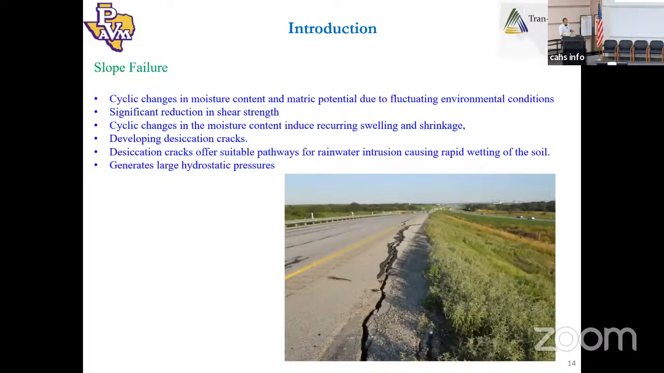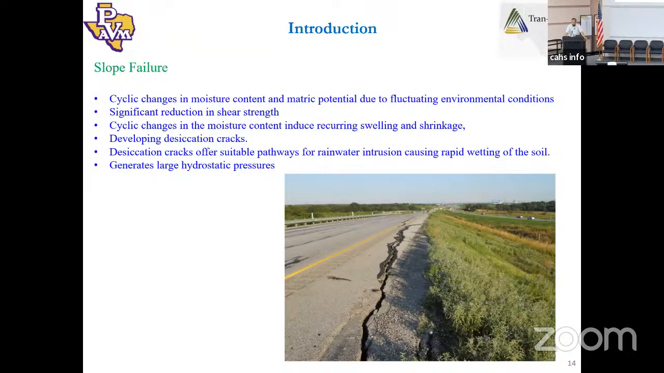Now again, the slope failure mechanism is cyclic changes in moisture content and soil suction. Now soil suction is the negative pore water pressure. The soil suction, or the negative pore water pressure, actually adds additional strength to the soil. Now if we have added strength, that's good for the slope. Now when it rains, the rainwater actually destroys that negative pore water pressure within the soil, and that causes a reduction in the soil strength properties.